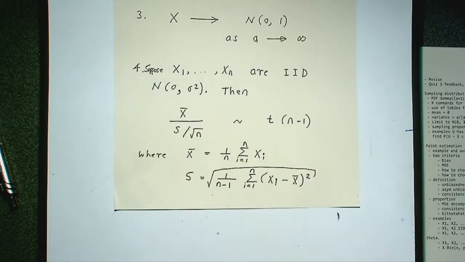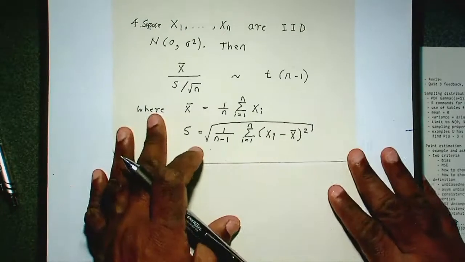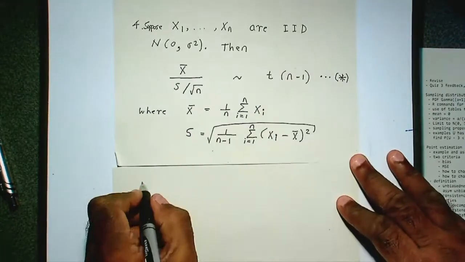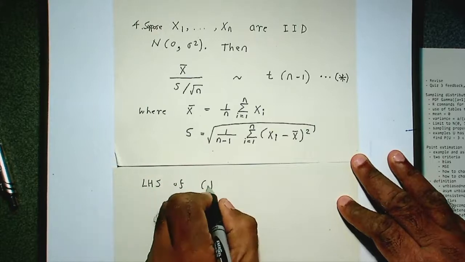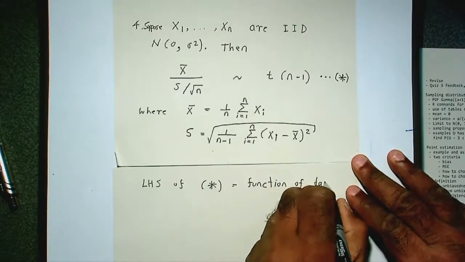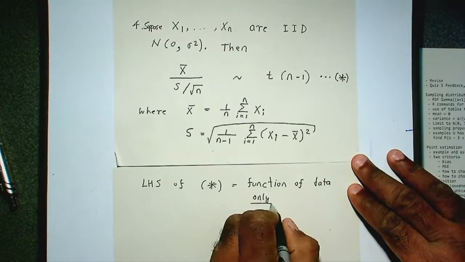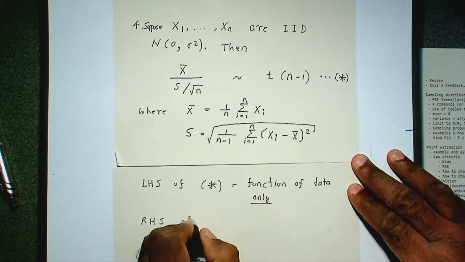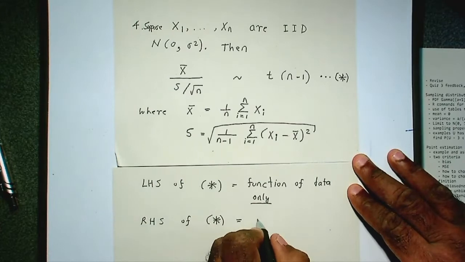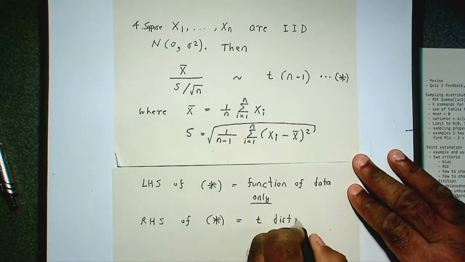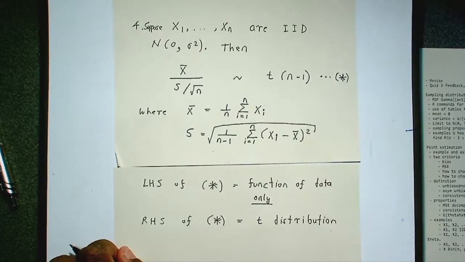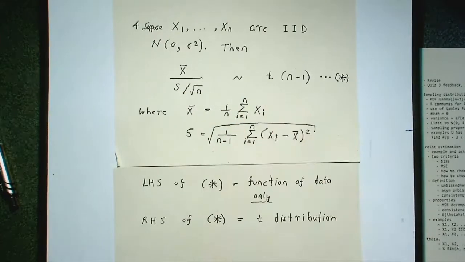Now the important thing about this result, let me call it star, for example, is that the left-hand side of star is a function of data only, and the right-hand side of star is the t distribution. Do you see what I'm trying to say? The left-hand side is a function of the data only. The right-hand side is the t distribution.